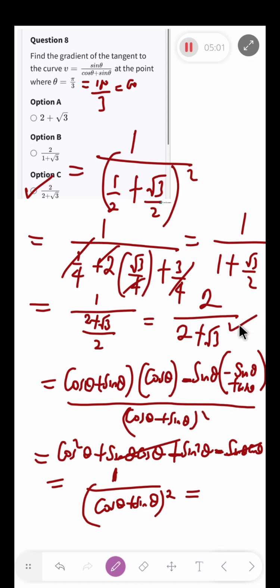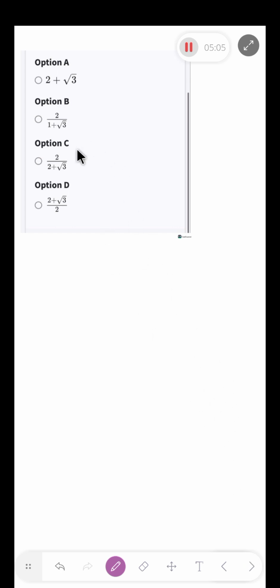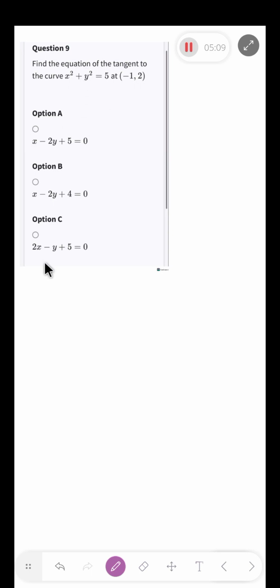C is correct. And at the same time, the next thing for us to do is to move straight to the next question. So D is correct for this. The next question says, given x squared plus y squared equals 5, find the equation of the tangent.